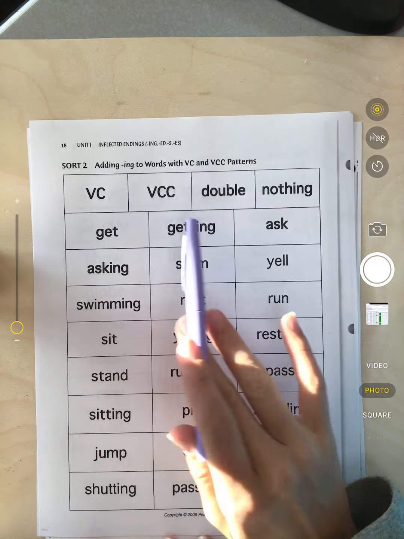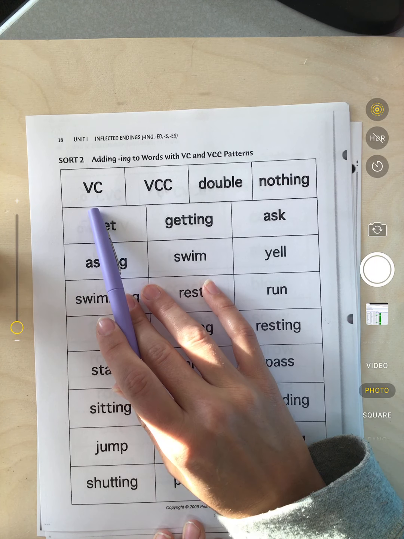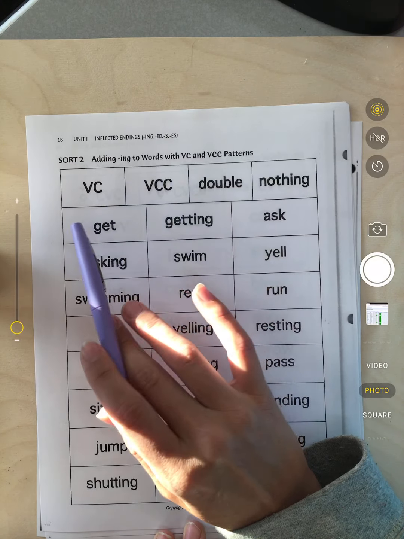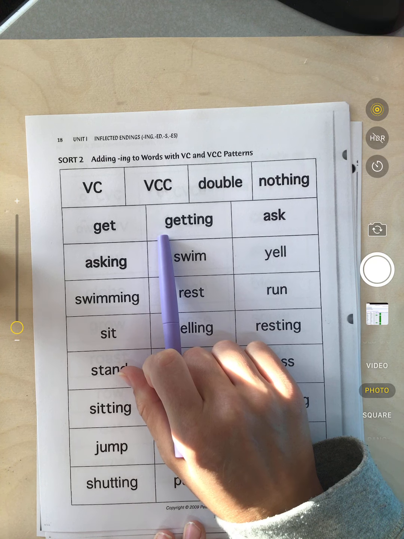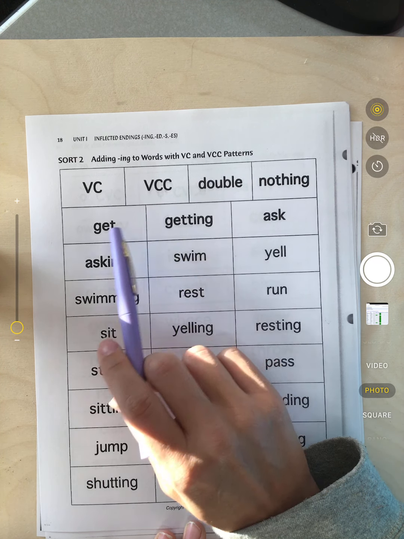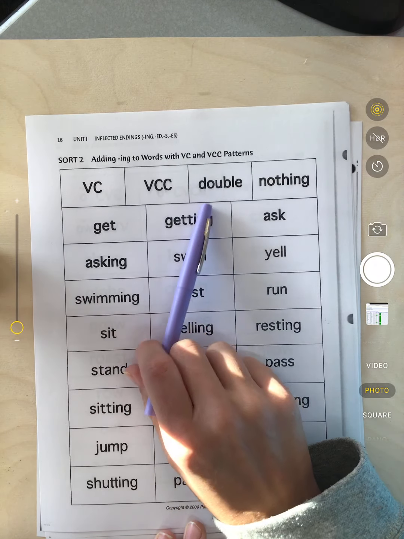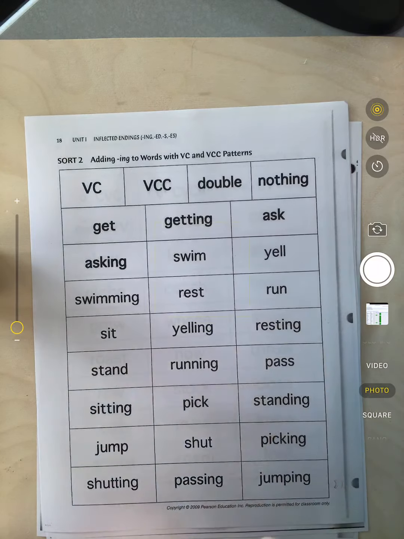So we are first going to look and sort them based on their vowel pattern. So if their base word has a vowel-consonant or a vowel-consonant-consonant. When we do that, we're going to match up our base words with the ing words. Then after that, we're going to look at that final letter in our base word and see if it gets doubled before adding ing or if it does nothing. And we'll look and see what happens.